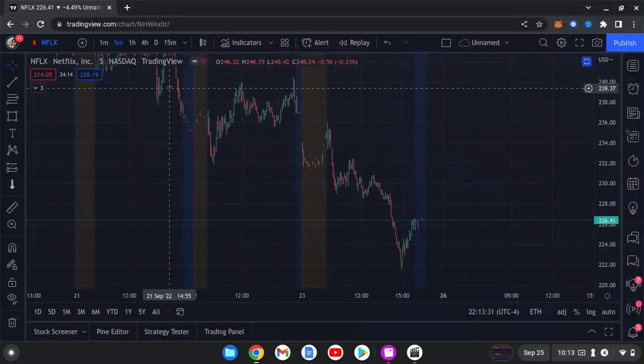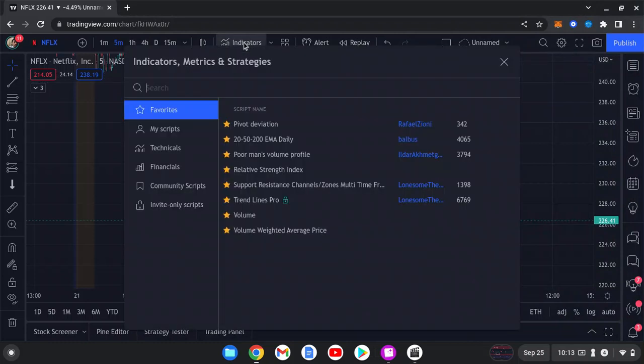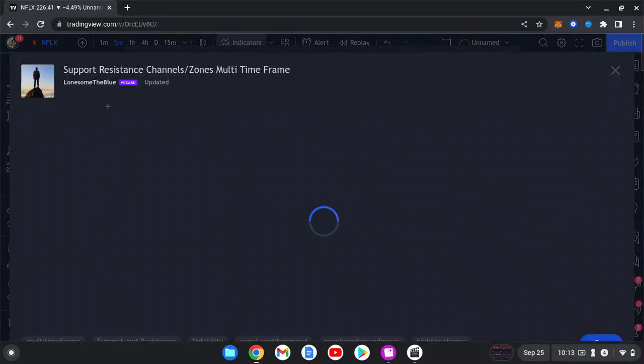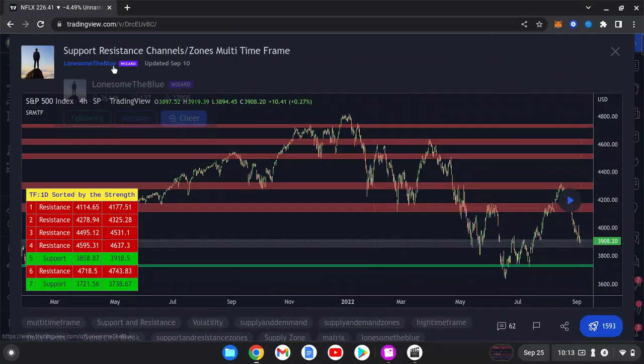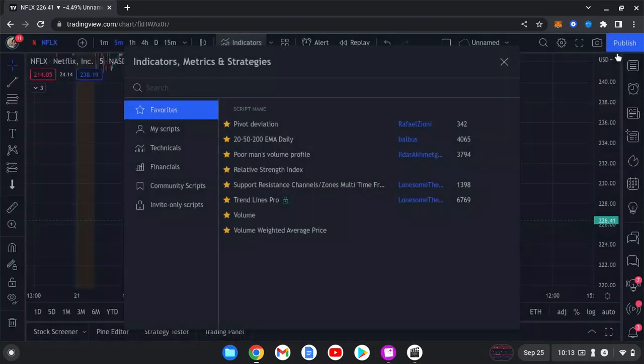So before we start, let me just go over really quick the indicators that we'll be using. So we'll be using this right here. It says support and resistance channel slash zones multi-time frame. So it's this one by Lonesome the Blue. It's a free indicator. And this is what we use for our supply and demand levels.